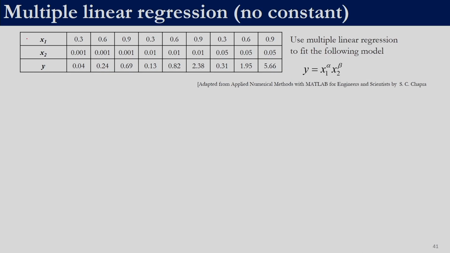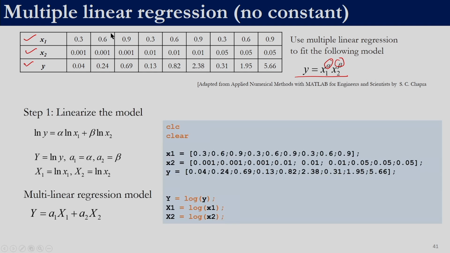Here again we have 2 independent variables x1, x2, and these are the y values. These values are given to us and we are expected to fit this model. Our task is to find out the values of alpha and beta for which this model would best represent this data. So, again we will linearize it.